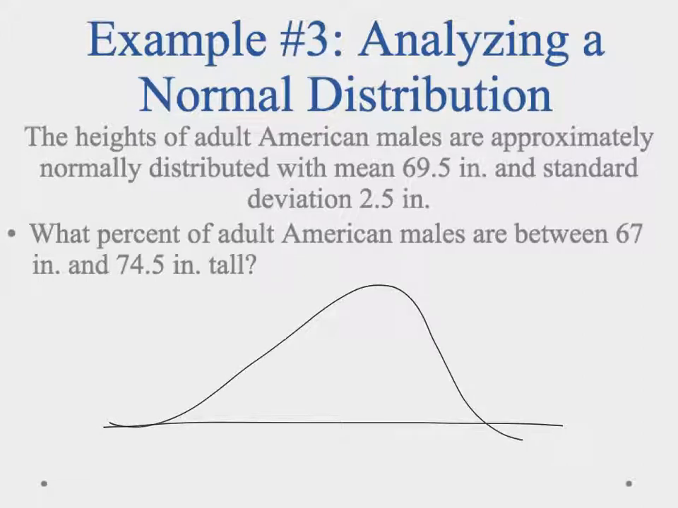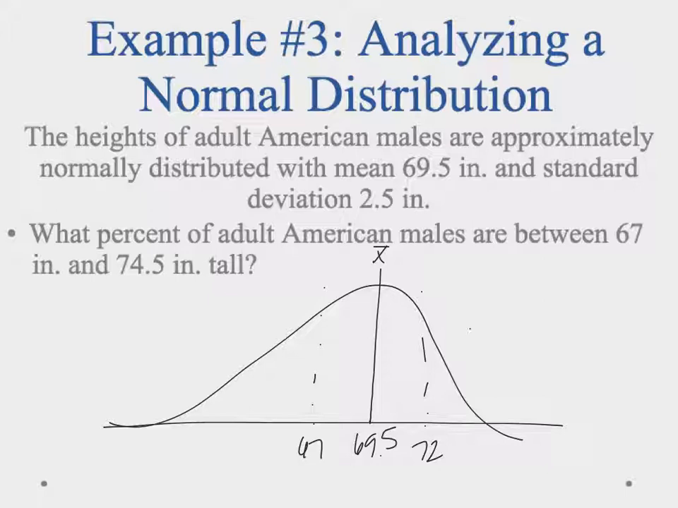That's a bad bell curve, but just go with it. All right, our X bar, or our mean, is 69.5. And we need to find where 67 and 74.5 are going to fall. Remember, within one standard deviation, 69.5 plus 2.5 is going to give us 72 on the upper end. And if I say 69.5 minus 2.5, I'm going to get 67. So we're getting close. At least we have the 67 part.